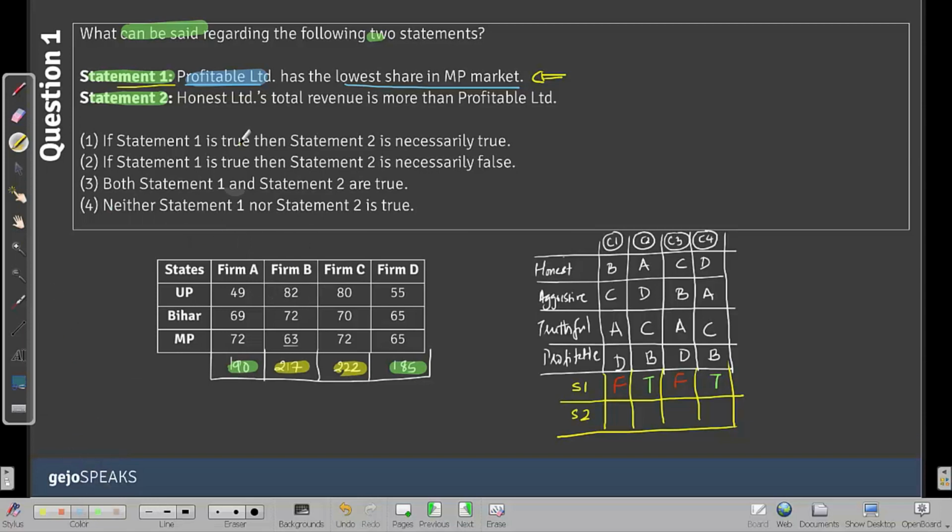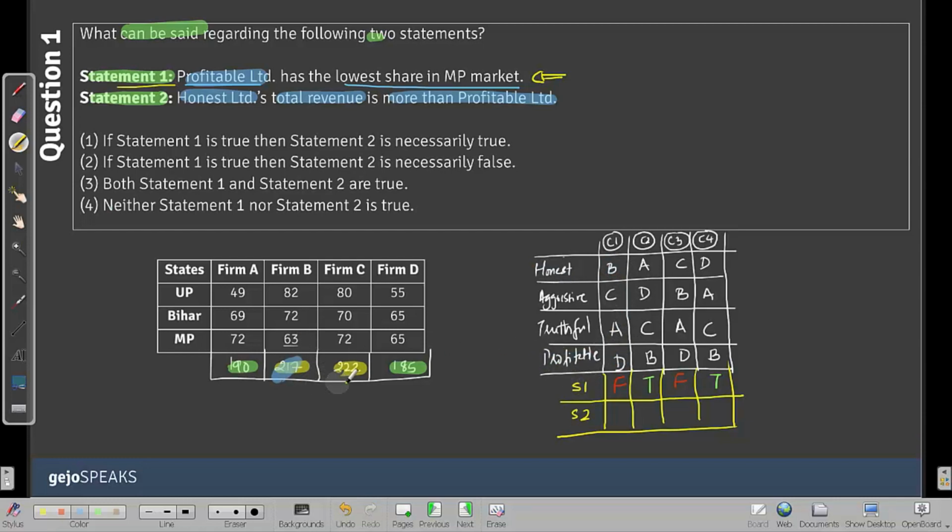So that's what we'll do. Honest Limited's total revenue is more than Profitable Limited. Honest, profitable. So we are checking whether B is greater than D, or A is greater than B, or C is greater than D, or D is greater than B. That can be quickly checked. B has to be greater than D, because honest has to be greater than profitable. Let's check this case. Is B greater than D?